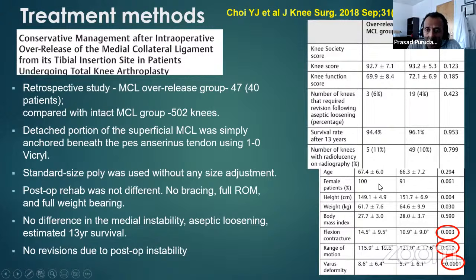Based on the preoperative data, they found no difference in the demographics. But the over-released MCL group had a higher flexion contracture as compared to the control group, their range of motion was also less as compared to the intact MCL group, and they had more varus deformity compared to the control group. So that indicates that the patients who had MCL injury had significantly more deformity and also contracture as compared to the patients with intact MCL.